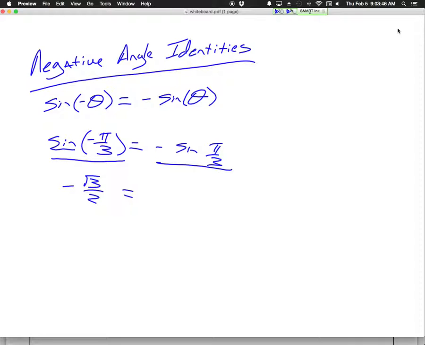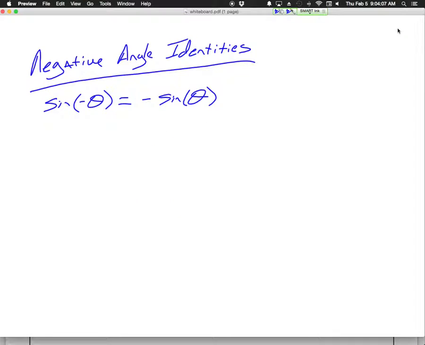So this side's pretty easy. Here's the negative, so I know it's got to be negative, and now all I have to do is evaluate that. We know sine of pi over 3 is square root of 3 over 2. So as you see, sine of a negative angle is the same thing as negative sine of the positive of that angle, and we get the same answer. Okay?